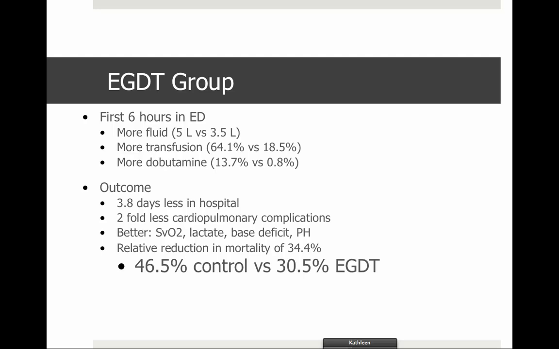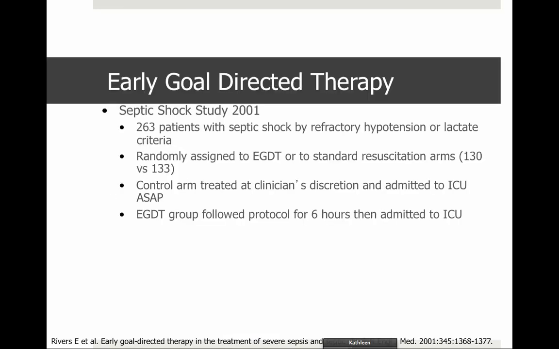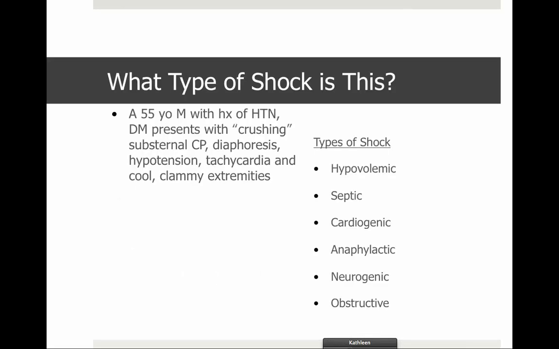And 46.5% of the control had bad outcomes versus 30.5% of the early goal-directed therapy.